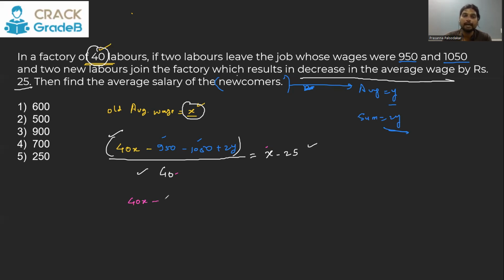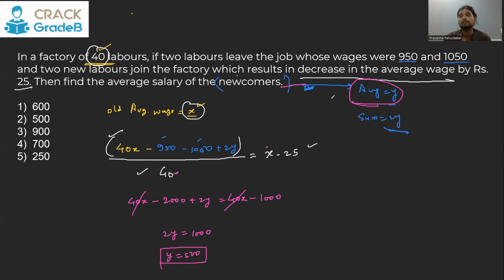So just make the equation quickly. 40x minus 2000 plus 2y is equal to 40 into x minus 40 into 25, that is 1000. This 40x gets cancelled and the value of 2y will be 1000. So y is going to be 500. That means the average of these newcomers is going to be 500. And that is what it asked.